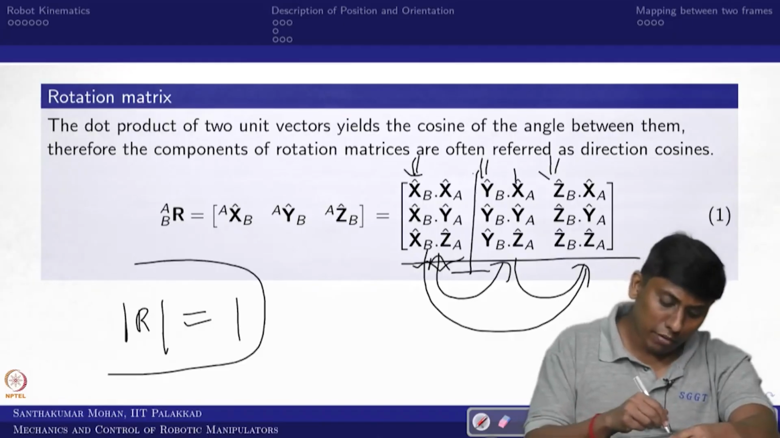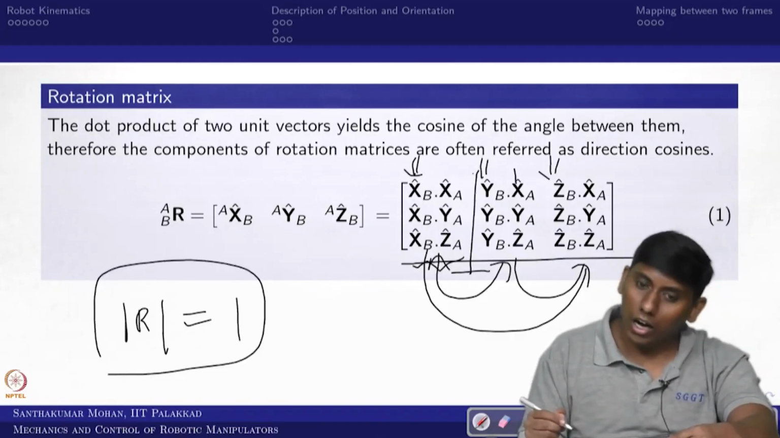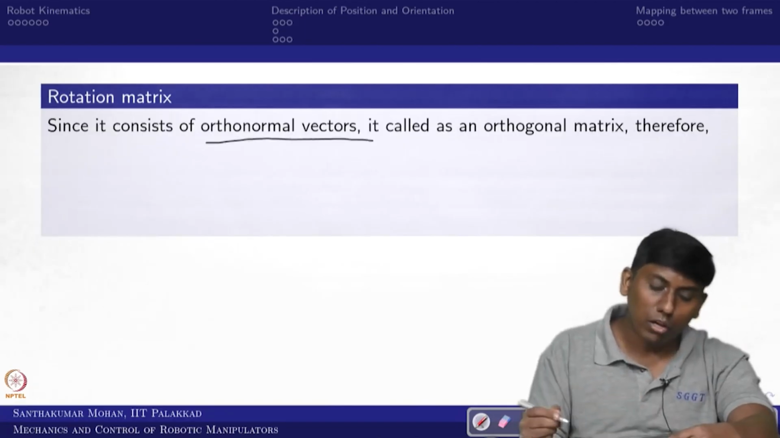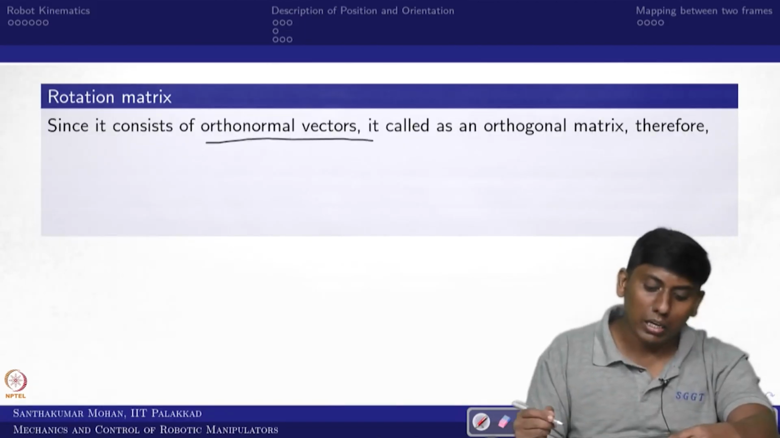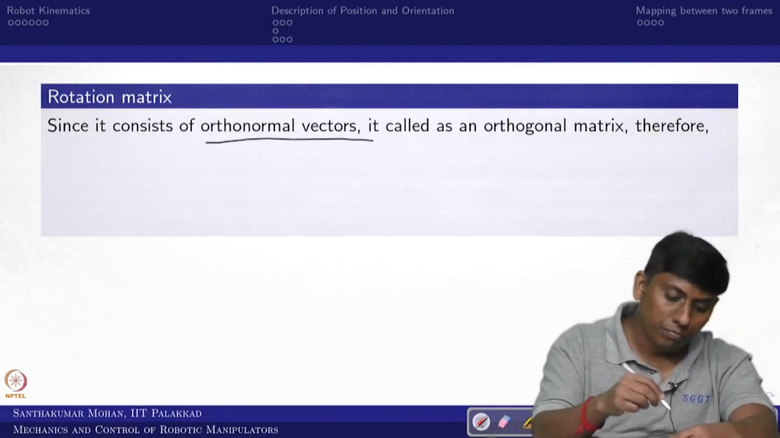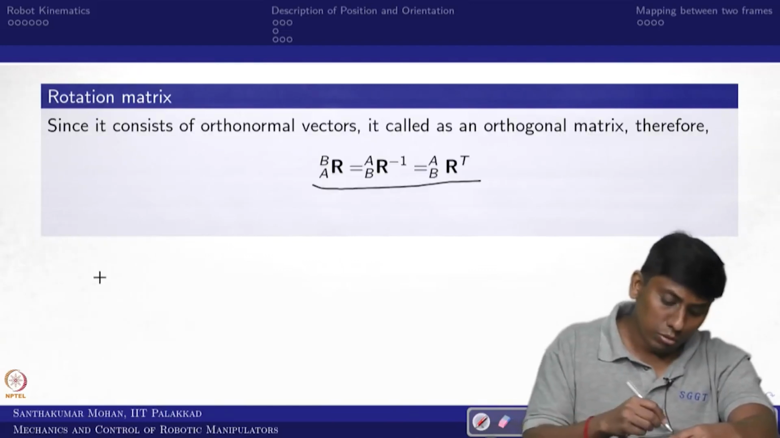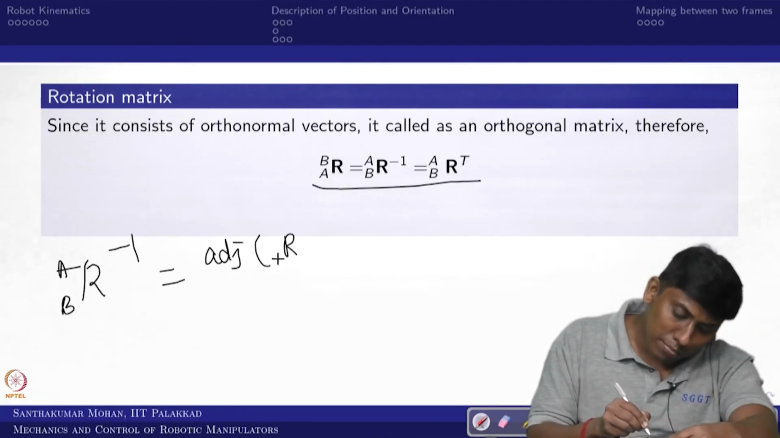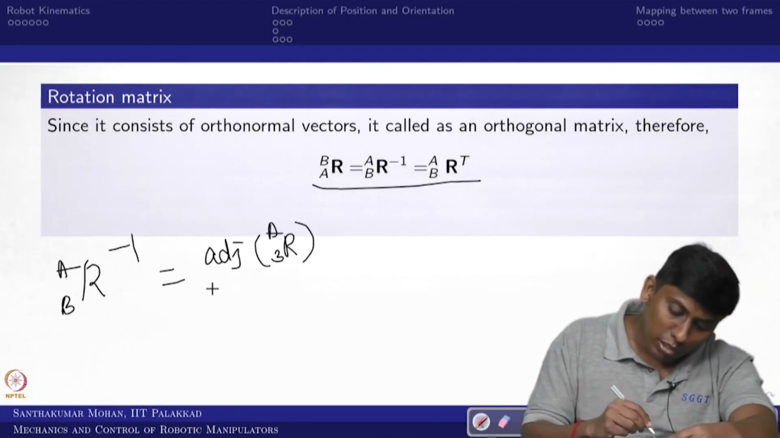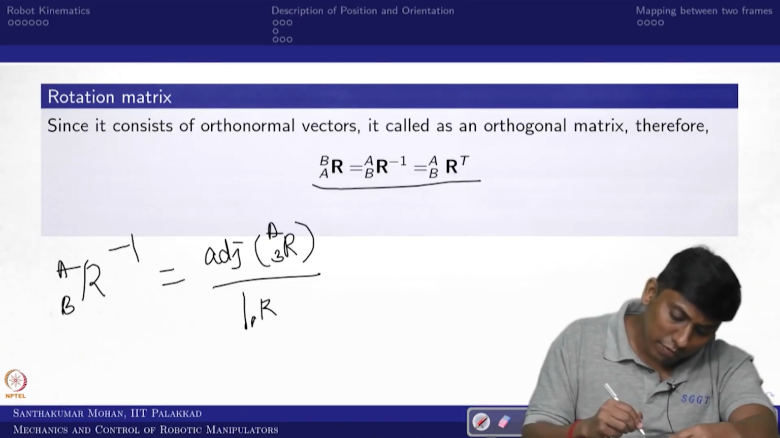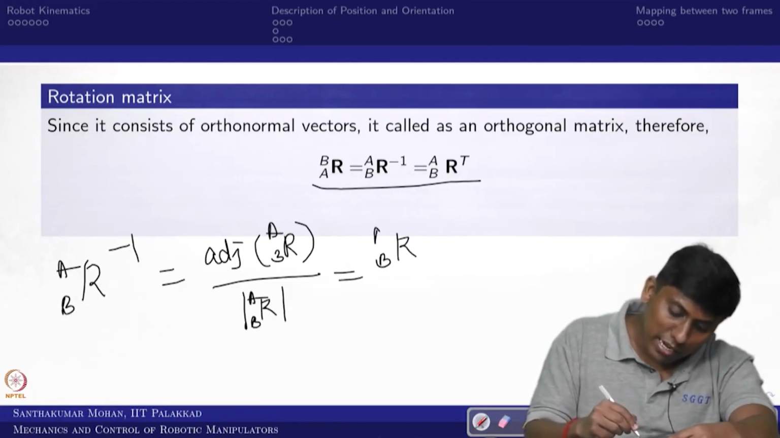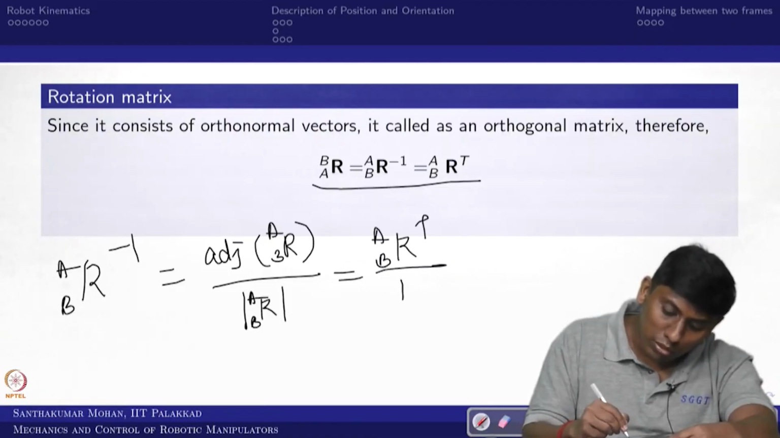This kind of matrix is what we call an orthogonal matrix. Since it consists of orthonormal vectors, it can be called an orthogonal matrix. Therefore, you can write R_BA inverse as the adjoint of R_BA, which is equivalent to the transpose divided by the determinant. So this is actually R_BA transpose, since the determinant is equivalent to 1.